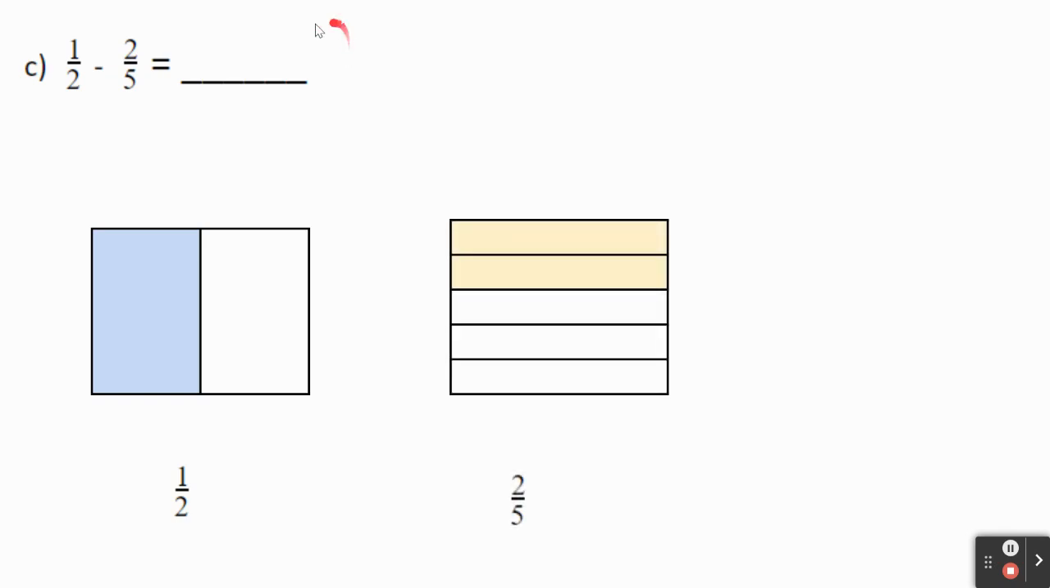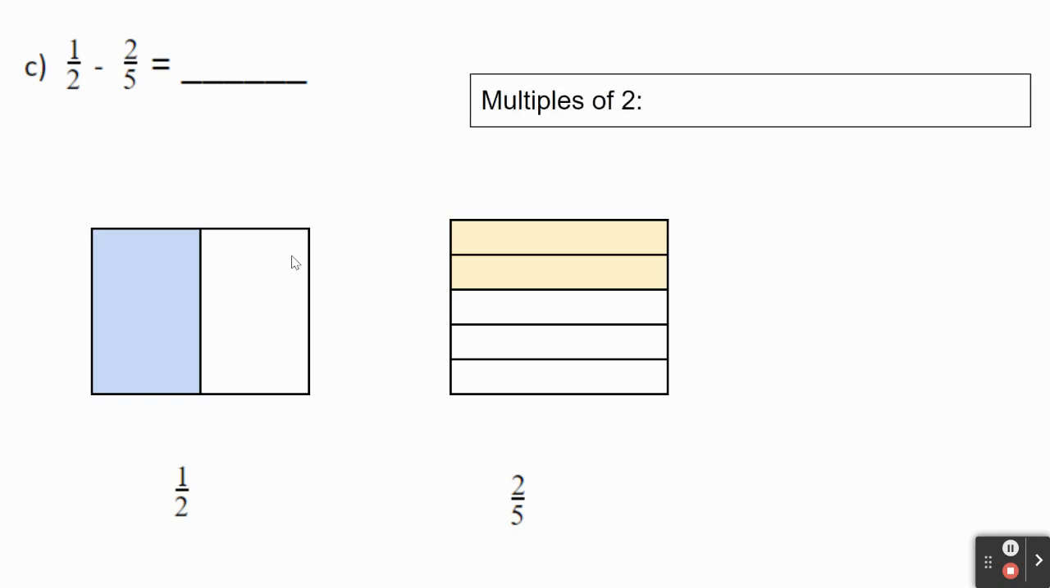Well, if we look at both of these visual models, we can see that the sizes of each part are not the same. So we need to create equivalent fractions so that the sizes of the parts are the same. What we can do is list out our multiples of our denominators. Since 2 is the denominator of our first fraction, we're going to first list out the first 5 multiples of 2. We have 2, 4, 6, 8, and 10.